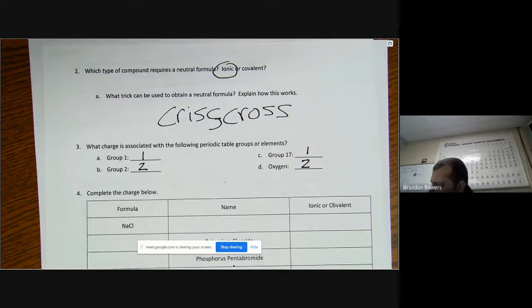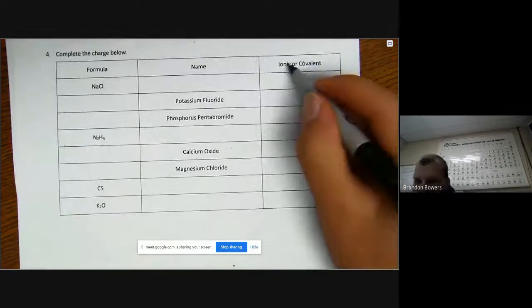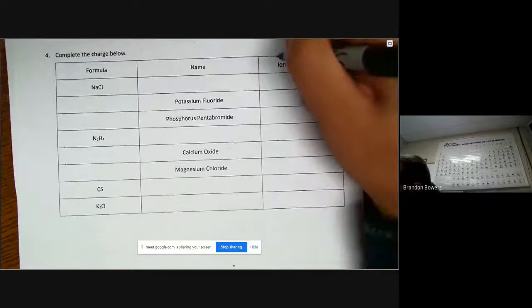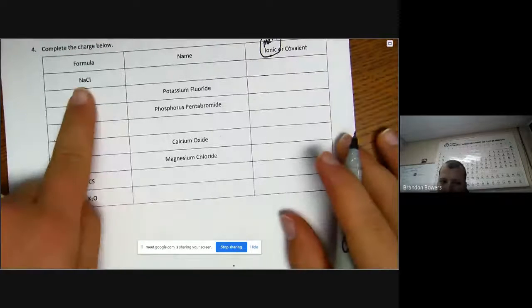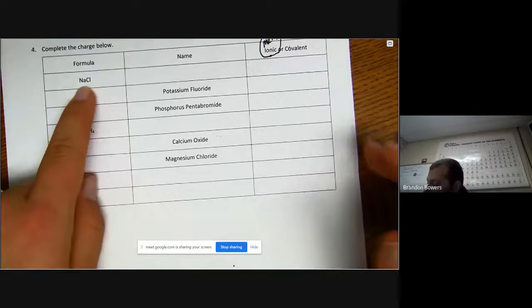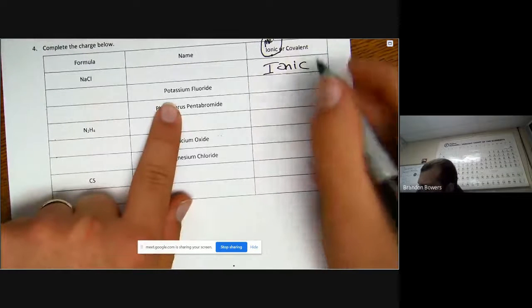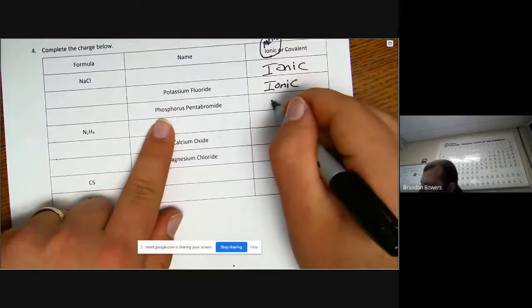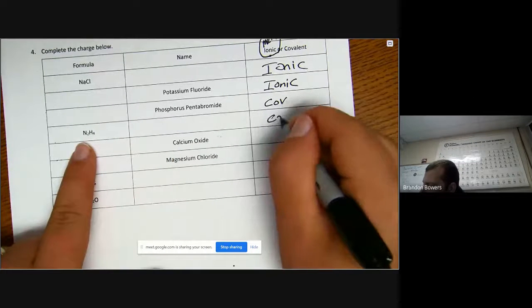Okay, so let's check this out. The bottom chart. Here we go. What I'm going to do first is determine if it's ionic or covalent. If it's ionic, it has to have a metal. So is sodium or chlorine a metal? Yes, so that's ionic. Is potassium a metal? Yes, so that's ionic. Is phosphorus a metal? No, that's covalent. Is nitrogen or hydrogen? No, that's covalent.